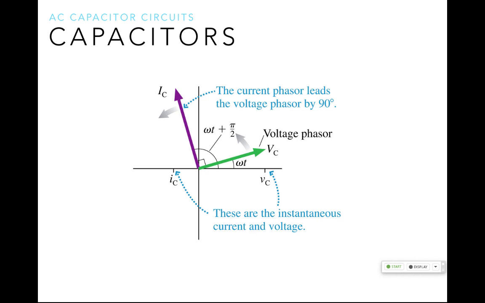And why does this happen? What's going on in a capacitor? Charging and discharging. And as it's charging and discharging, it charges and discharges with a frequency. So it's always going to be out of phase with your voltage source, right?